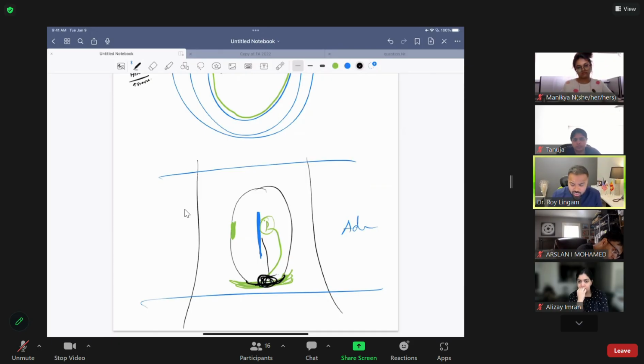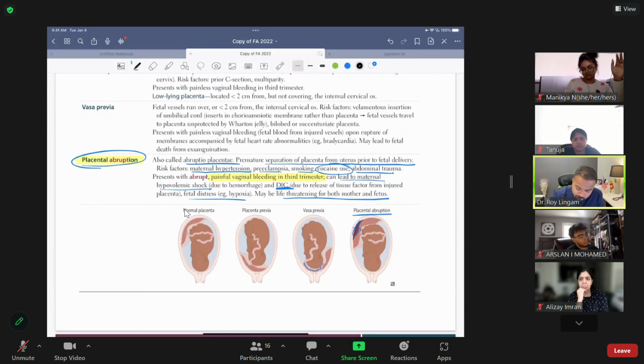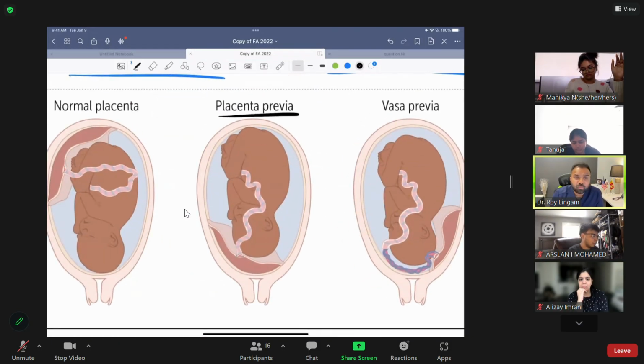The question is, can they do normal delivery? They cannot do normal delivery because if the baby comes down, it will break the placenta. We cannot do normal delivery. Look at this picture, folks. This is placenta previa, what I talked about. The placenta is right there. How can the baby come down? If the baby comes down, it will rupture, the baby will die, and the mom will die. Is everybody clear, folks? So what do we have to do? C-section. It has to be a C-section.